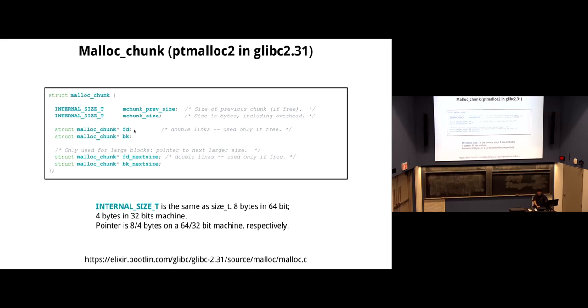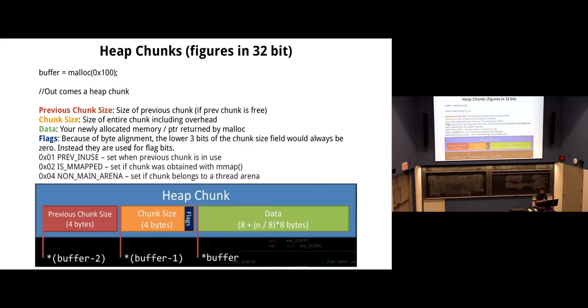Then there is a pointer to link the free chunks. They are using a double link to link together, so the allocator can easily figure out where I should allocate new chunks. And then this one, I believe, should be a union. The code I'm pasting here is probably not the best one. Let me show you the figure.